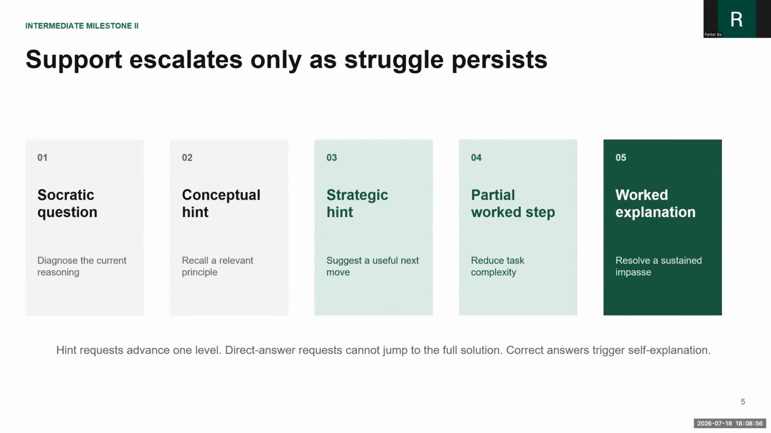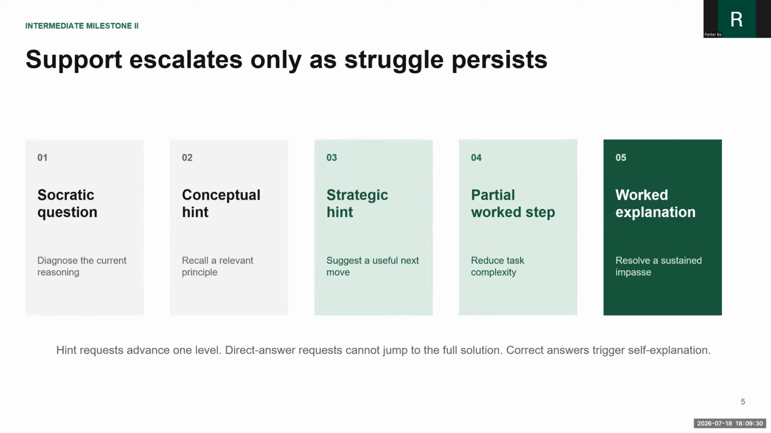The policy has five visible levels. The first unsuccessful attempt remains at the Socratic question level because one wrong answer should produce diagnosis rather than an immediate hint. Continued attempts move through conceptual and strategic support. A partial work step is used after a sustained impasse, and the full explanation is reserved for the final level.